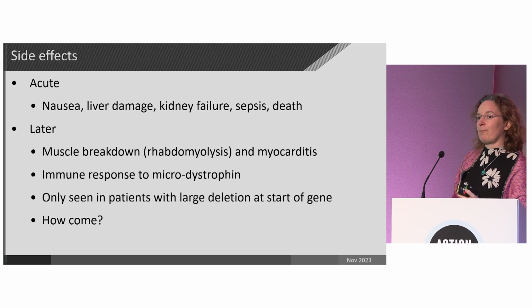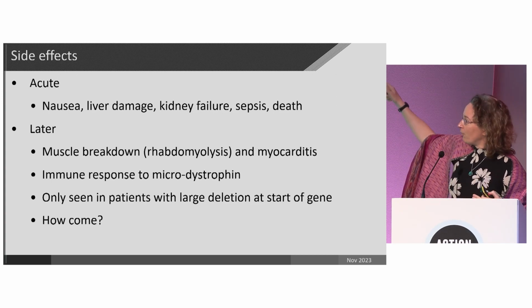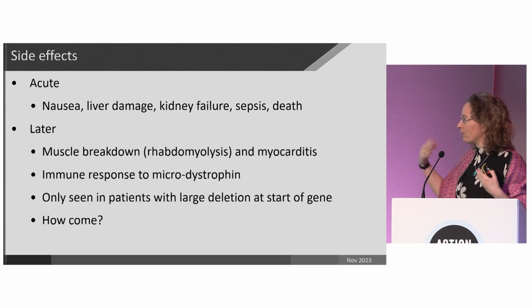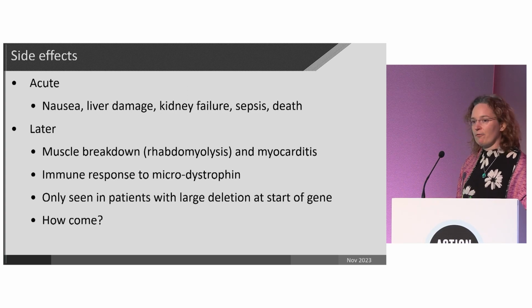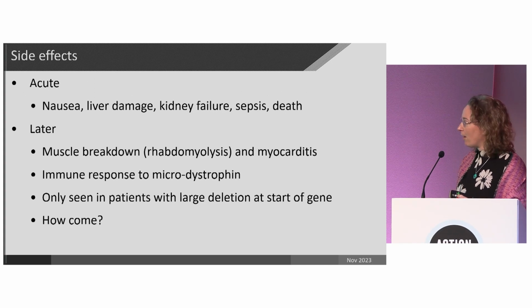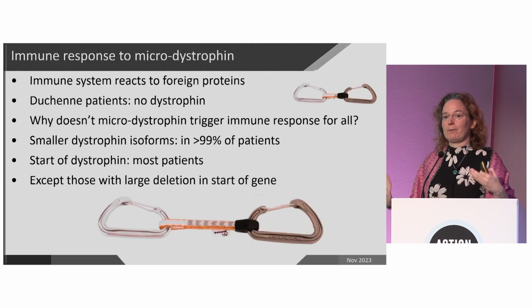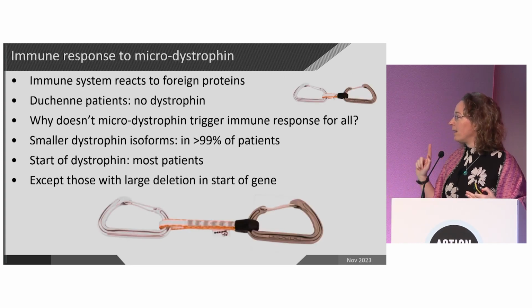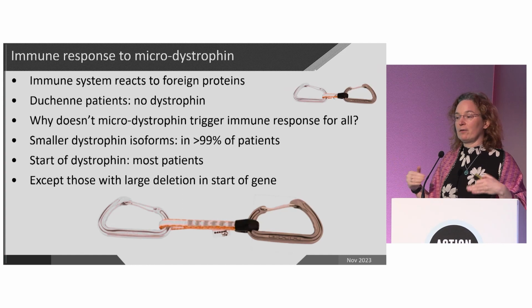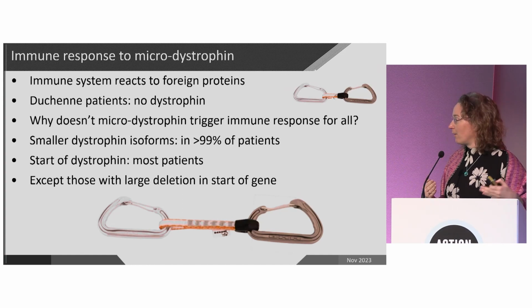Then there's a second type of side effects, and that occurs later. So the first one is acute. The second one occurs a couple of weeks after the patients have been treated, and this is muscle breakdown and myocarditis, so inflammation of the heart. And that is because the immune system starts to attack the cells that make the microdystrophin. And it's only seen in a subset of patients, those with the deletion in the beginning of the gene.